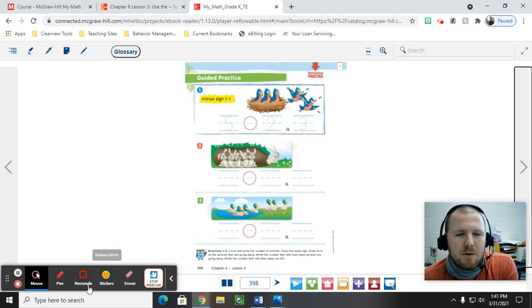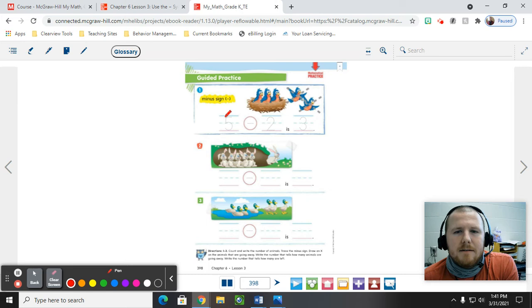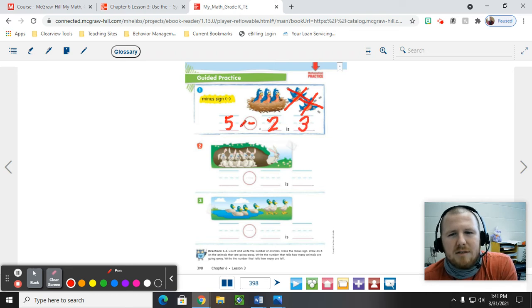Let's look up here. So there are 5 birds flying and then we take away 2. So 2 is smaller than 5. We take away these 2. And how many are left? One, two, three. So when you do subtraction sentences, the number gets smaller. It doesn't get bigger. Like it wouldn't say there's 5 birds and then 2 get taken away, so now there's 10. There's obviously not 10 there.